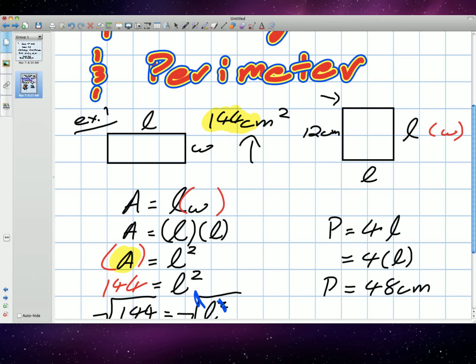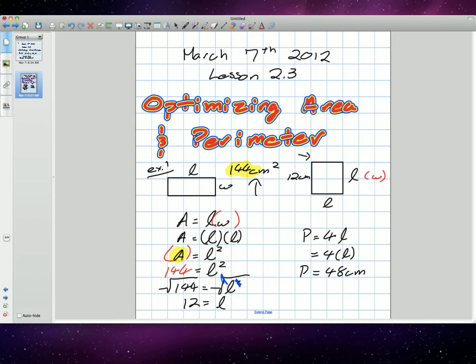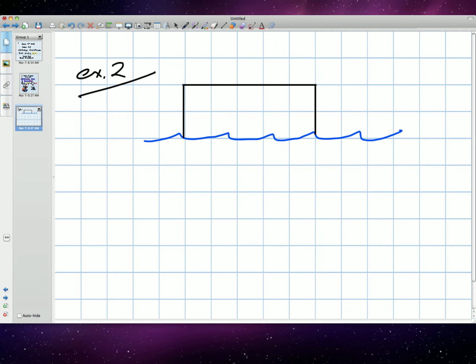Is it squared or no? No. Why not? It's a length. Why isn't it squared? Because it's not area, it's perimeter. Amazing. Okay, the second example I'm going to show you guys is, again, we're going to make a four-sided shape.